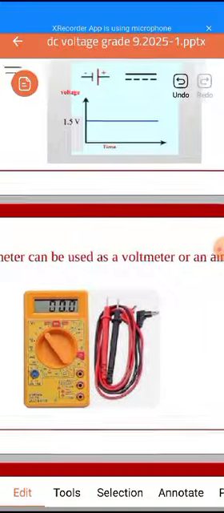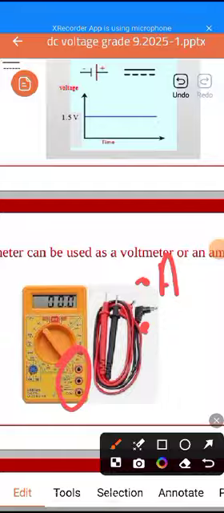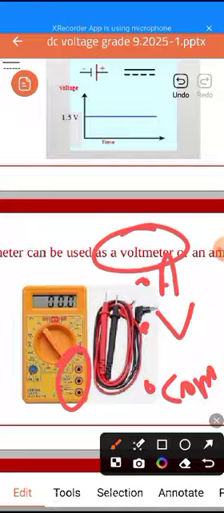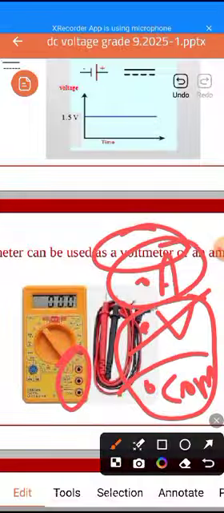As you can see, the multimeter has three openings here. One opening is A, the second V, the third COM. So when we want to measure the voltage, then we must use it as a voltmeter. We connect it from the V and the COM. If we want to make it an ammeter to measure the current, then we connect it from the A and the COM.